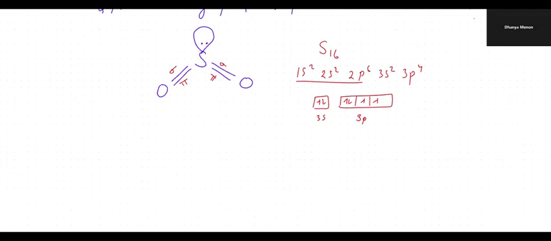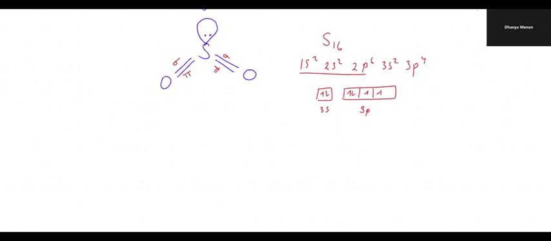So from here only 2 orbitals are able to overlap to form 2 bonds. But we need 4 unpaired electrons for forming 4 bonds, 1, 2, 3, and 4. But here only 2 unpaired electrons are available. 2 unpaired electrons means 2 bonds, but we need to form 4 bonds. So for that, this is the ground state.